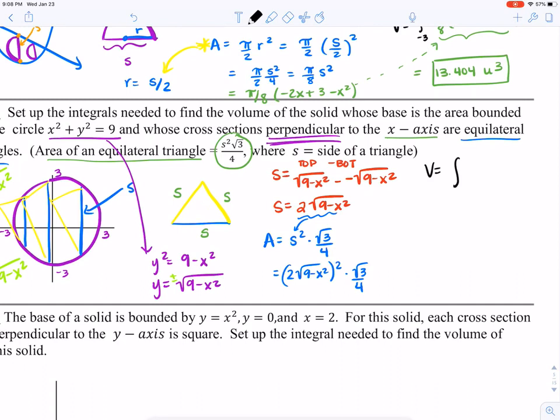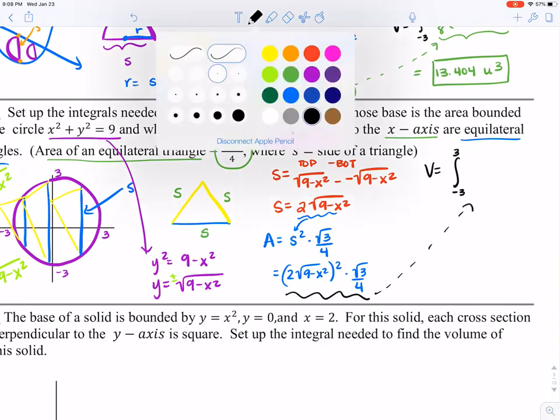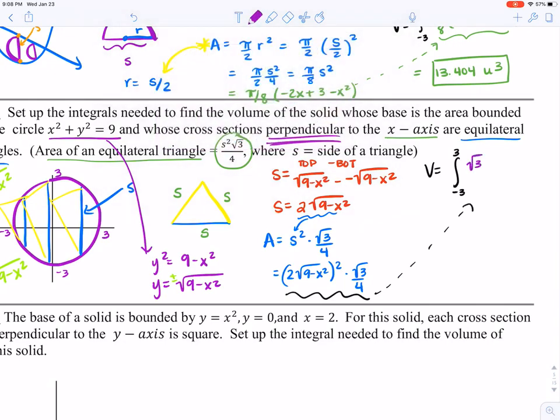My integral is going to go from negative 3 to 3. I'm sorry if y'all can hear my dog in the background. So I'm going to go from negative 3 to 3. And I'm going to take my area formula, and that's going to go in right there. So root 3 over 4. I know I could simplify this and say 2 squared is 4. And if you square this, those are going to cancel out. So 9 minus x squared dx. And technically those 4s will cancel.